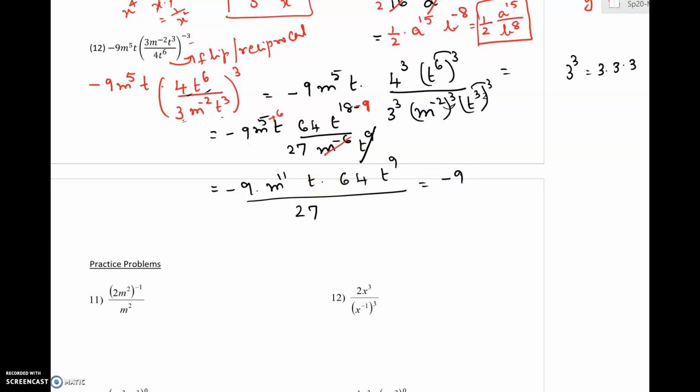Then you can combine the t exponents, t to the power 1, t to the power 9, that will become t to the power 10. Then we can leave m to the power 11 as is. Then 64 in the numerator divided by 27. It will be 9 going into 27 3 times. So we have negative 64 over 3, t to the power 10, m to the power 11. Hope this video helps.